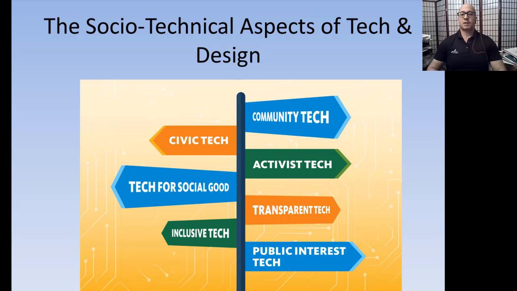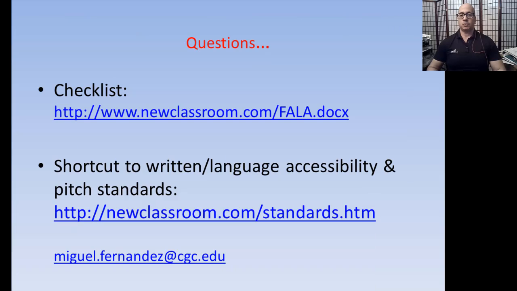So the socio-technical aspects of technology and design are a full-out phase to be considered when doing anything. Innovation, AI, app that can be used. You can find your checklist at this location or at a Google Drive as we presented. And then when you're working on language accessibility, just like you have formats, APA, MLA, you can look at standards.htm for specifics. And if you have any questions, feel free to let me know.